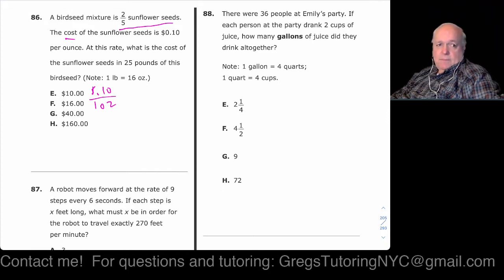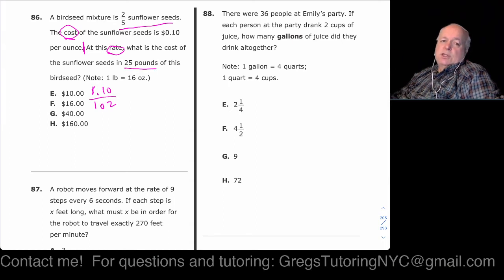Okay, so we're up to here at this rate. So again, like I said, it was a rate, even though it said it was a cost. It's a rate, 10 cents per ounce. So I have 2 ounces, I have 20 cents. If I have $2, I have 20 ounces. All right. So at this rate, what is the cost for the sunflower seeds in 25 pounds of the birdseed?